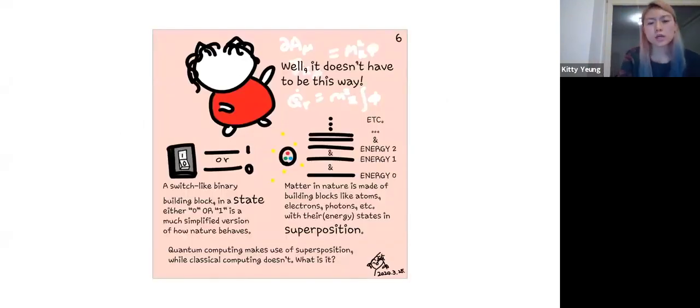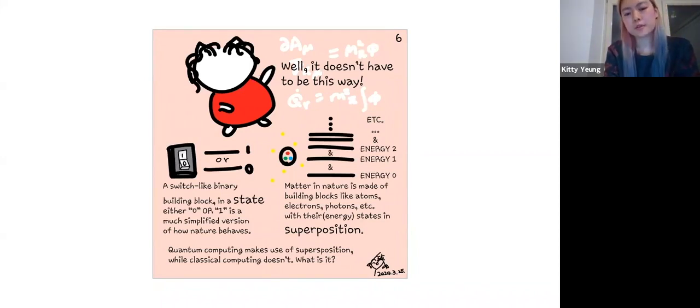So I'm using quite a lot of analogies here, and quantum computing is a more correct way to describe nature, I would say. So it functions completely differently from this binary way of representing information. A switch-like binary building block, 0 and 1, is a much more simplified version of how nature behaves.